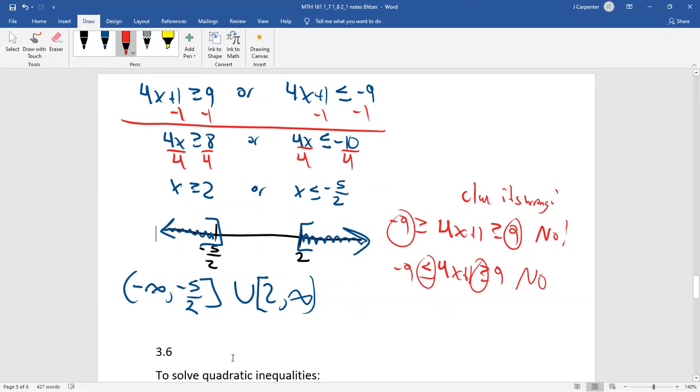Which means we can move on to our final section for the first test, 3.6, polynomial and rational inequalities. So again, this is really like our new 1.8. That's what this is really about. This is what the textbook used to call 1.8, which we feel it should still be 1.8. So we're doing it in that section anyways. There is no 1.8 in the text now, I believe.